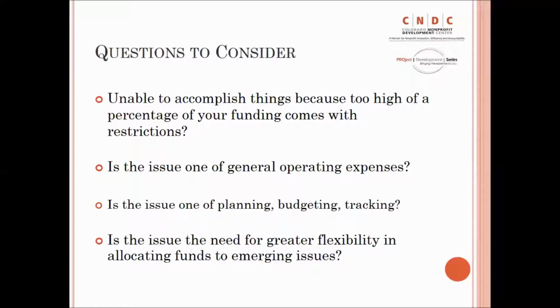Is this an issue of general operating? Many of the projects under the CNDC umbrella only have restricted funding. They have nothing or very little in their 999, their general operating accounts. That can be okay, but it also leads to challenges when you have unanticipated expenses, when you want to consider moving into an office, things of that nature. So is it an issue of you don't have any flexible funding? Or is the issue more of how you plan, budget, and manage your streams?